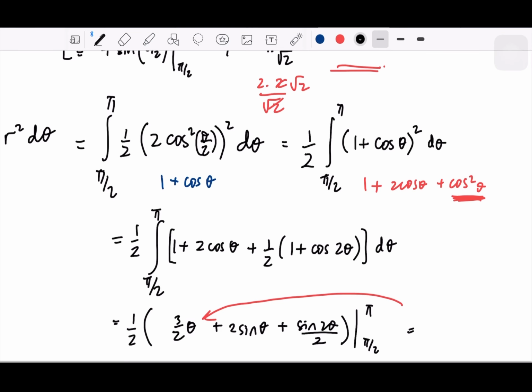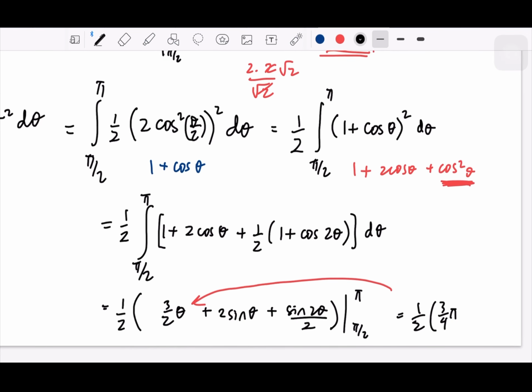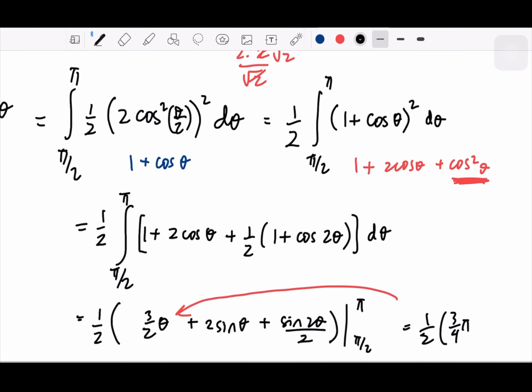This will equal half of 3 over 4 pi, right? 3 over 4 pi, because 3 over 2 minus half. And then the other one is 0. So minus the minus 2. Minus half. Yeah, I think minus 2, right?